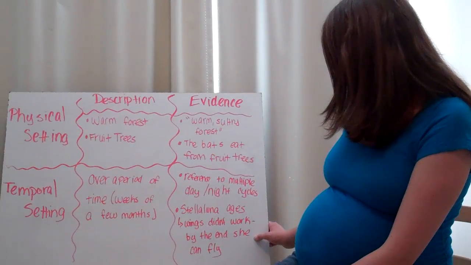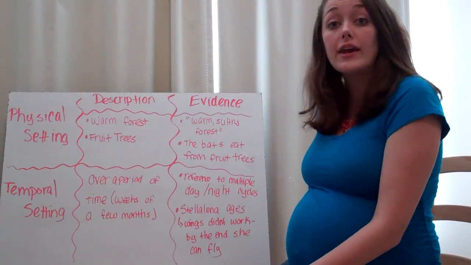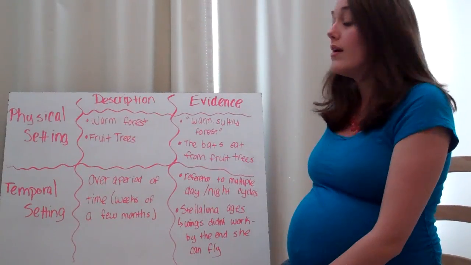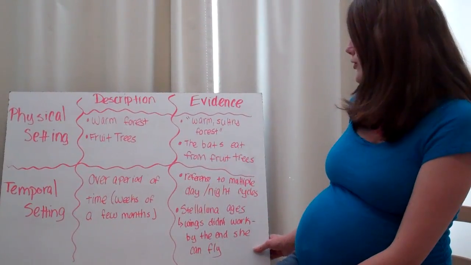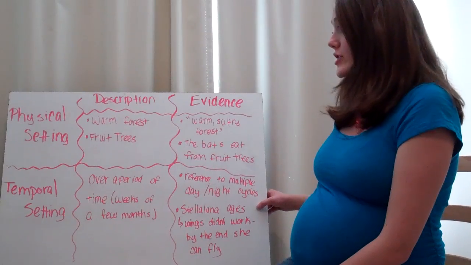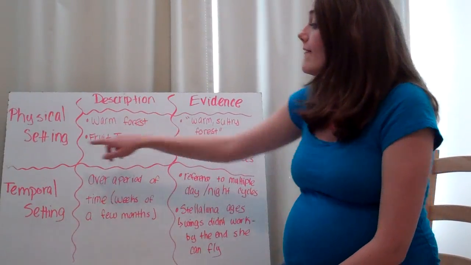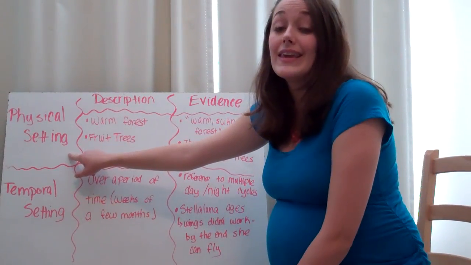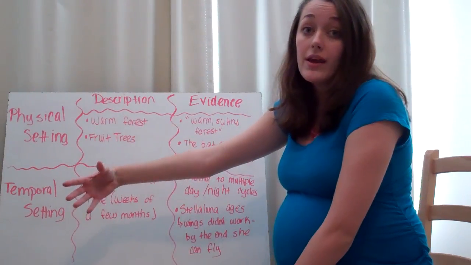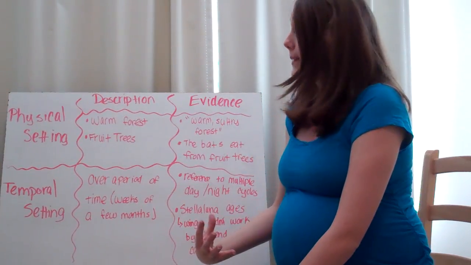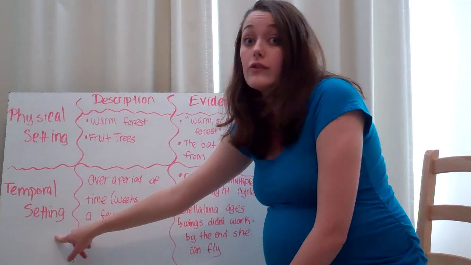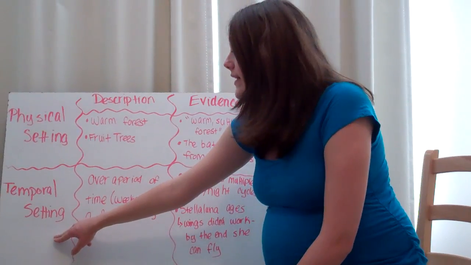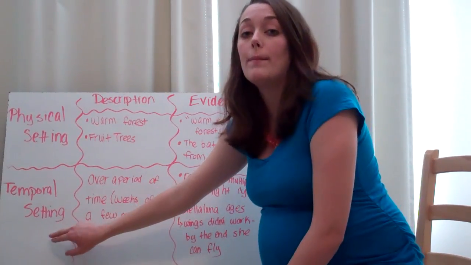By the end of the story, she has learned to fly. She's not yet an adult. Flying is a new thing for her. But because of this developmental change, we can prove that she ages. To review, physical setting is the geography of the story, the physical where it's happening. Where your temporal setting is your time setting. When is it happening? Over what period of time?